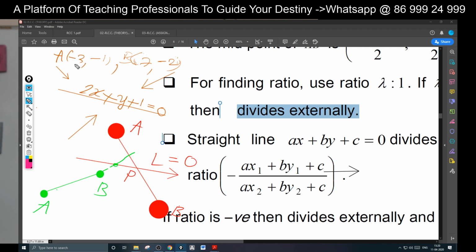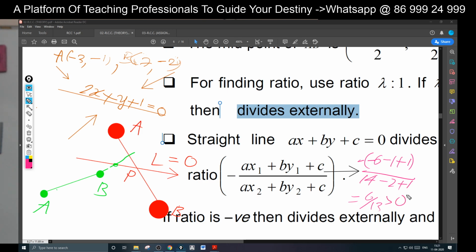2 into minus 3. Of course, you have to write minus of. I'm writing directly 2 into minus 3, minus 6. And ax1 plus by1, that is minus 1 plus 1. Substitute the point directly in the line equation. And here 7 into 2, 14, 14 minus 2, plus 1. How much is it? This is minus 6 by 13.